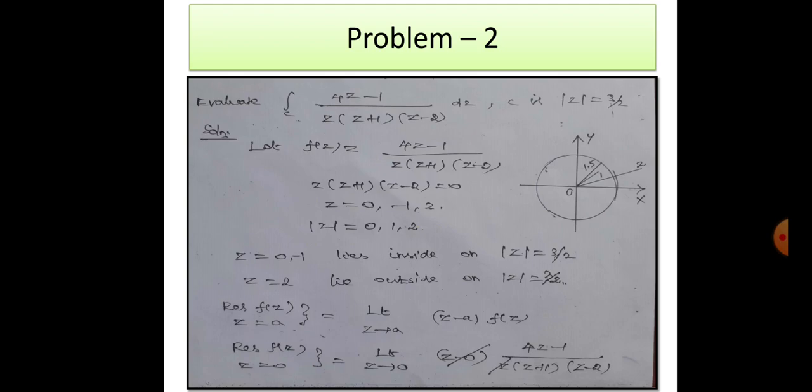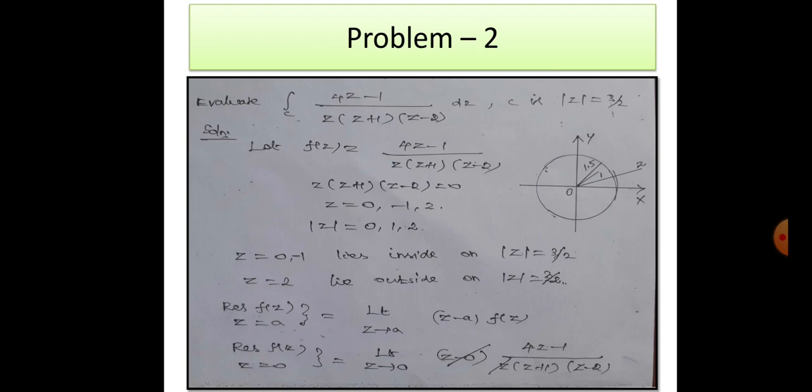Now check whether the poles lie inside or outside. So z is equal to 0 and minus 1, with moduli 0, 1, 2. So 0 means inside the circle. 1 means inside the circle because the radius is 1.5, and 2 means it lies outside the circle. So 0 and minus 1 lie inside the circle, and z is equal to 2 lies outside. If it lies inside, use the residues formula; if it lies outside, no need to use the formula.